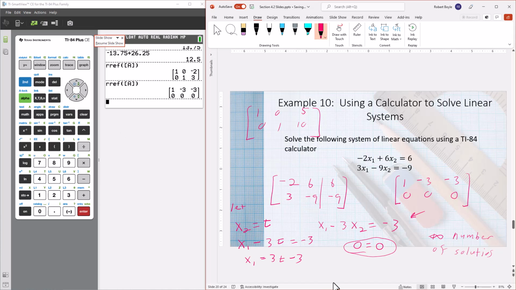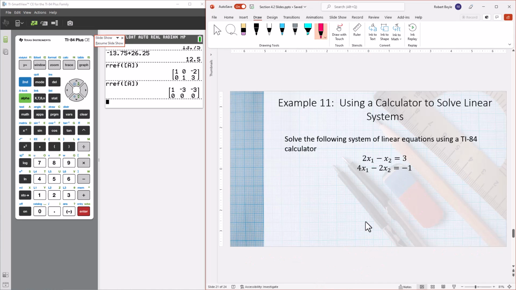Then your solution set is going to be all the points 3t minus 3, that's x1, comma, t. That's what you're going to be looking at. And actually, I will show that to you in an MML example later in this particular video. So that is example 10. Let's take a look at example 11.